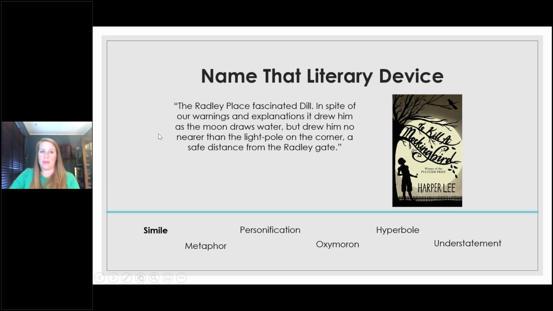That's right, that makes this a simile because we have like or as. Basically, we're saying that this character, Dill, is sort of being drawn by this invisible force to this home that he is fascinated by. Just like how the moon is responsible for drawing the water of our oceans out and making the tide. So using this comparison of the moon and the tides and this character's fascination to this house to be a comparison using "as" makes it a simile.